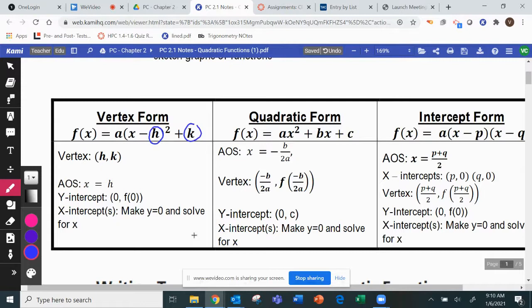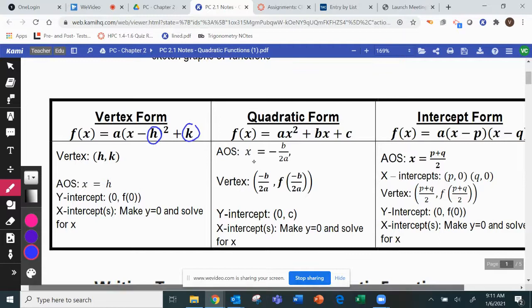Quadratic form is ax squared plus bx plus c. And the axis of symmetry would be the thing that you find first. I also set this up in the order that you would find things. The axis of symmetry is x equals negative b over 2a. That's your axis of symmetry. To find the vertex, you plug that in for x, and you solve for y, and that's your vertex.